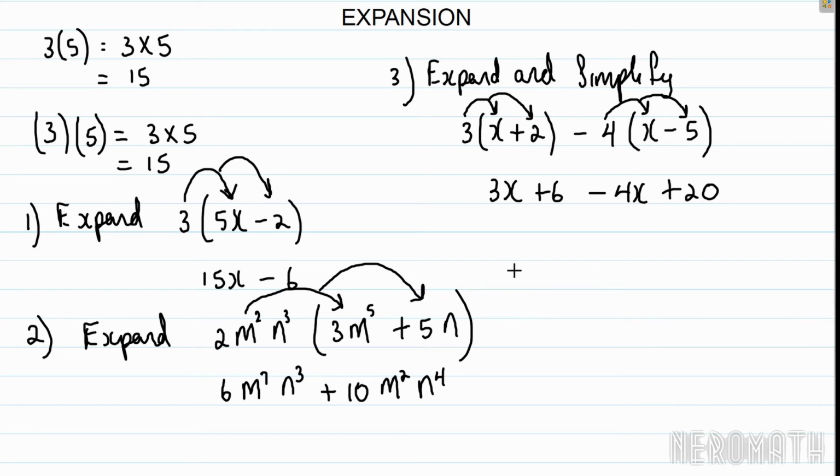Now I'll identify my like terms and bring them together. So now I'll have 3x take away 4x, which is negative 1x, and 6 plus 20, which is positive 26. And that's your answer. What you could do here is recognize that negative 1x is the same as negative x, and write your answer as negative x plus 26.